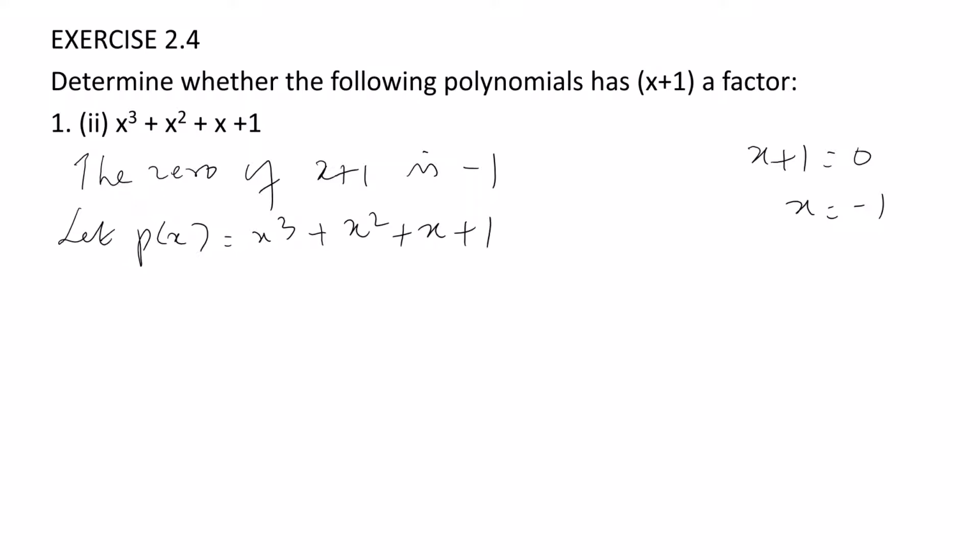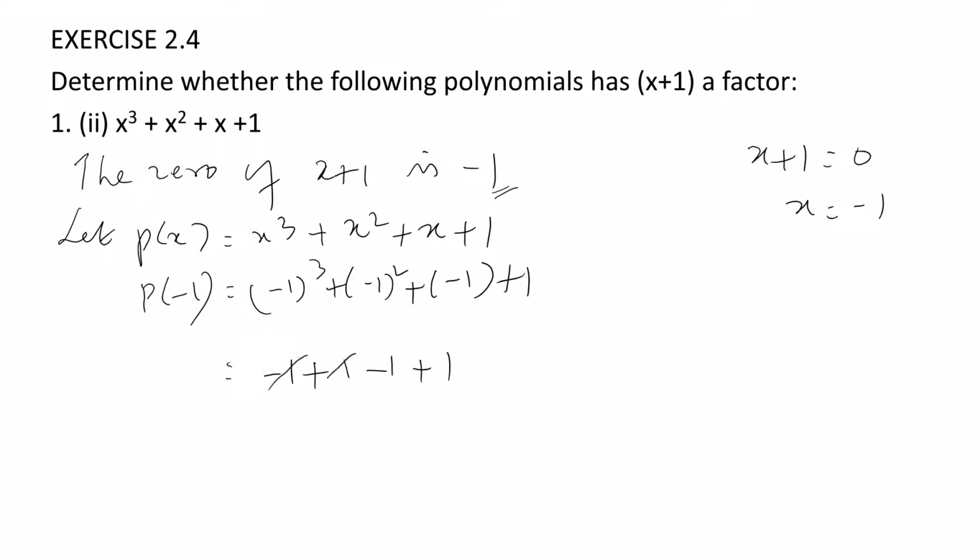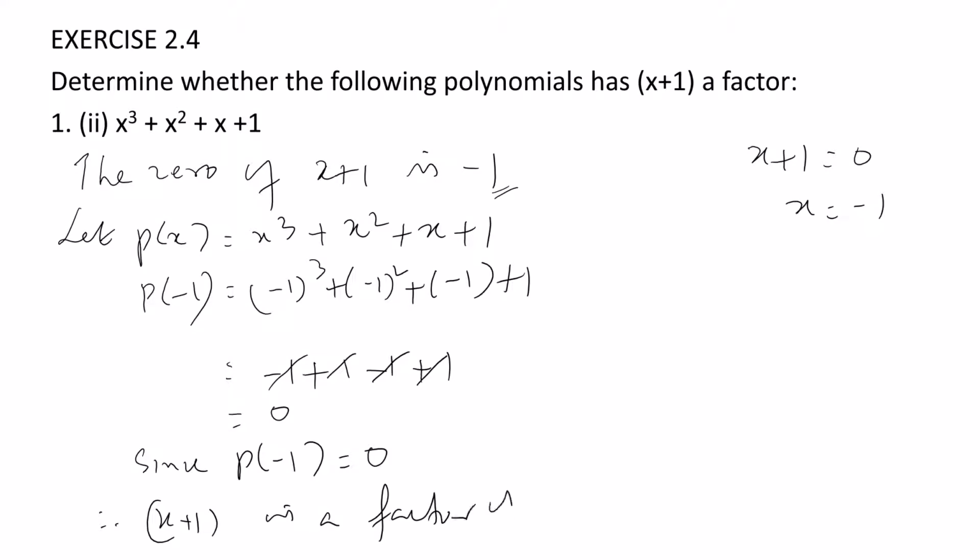Now we have to substitute this value, that is we substitute x as minus 1. So minus 1 cube plus minus 1 square minus 1 plus 1. So when you simplify, you will get minus 1 plus 1 minus 1 plus 1. So minus 1 plus 1 will get cancelled and you will get the value as 0. So since p of minus 1 is equal to 0, we can say that x plus 1 is a factor of p of x.